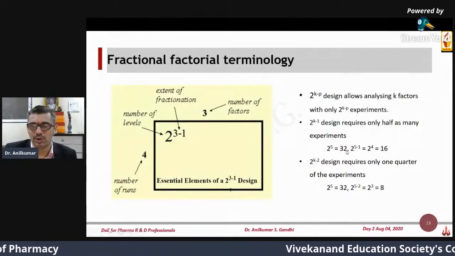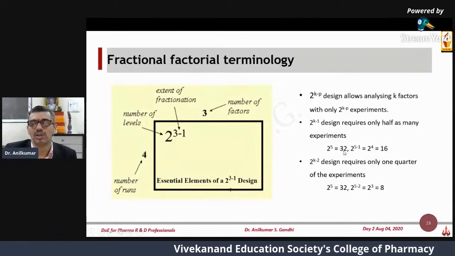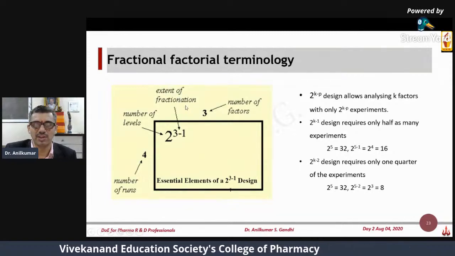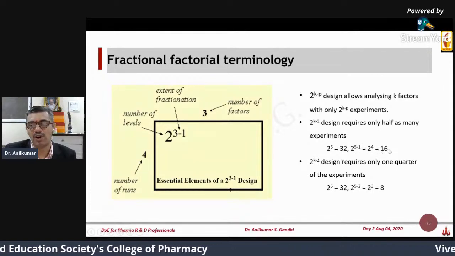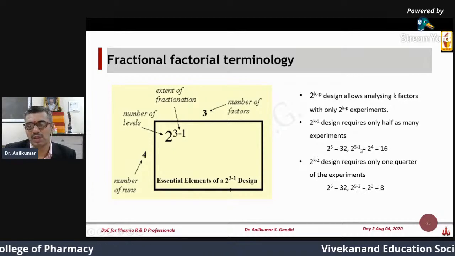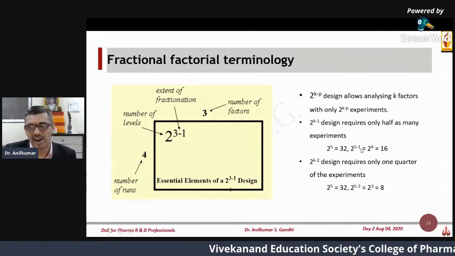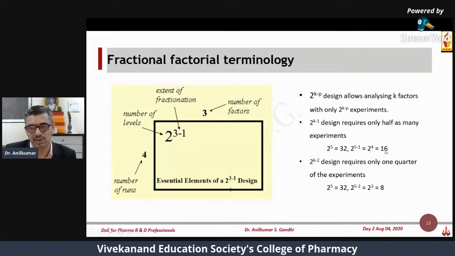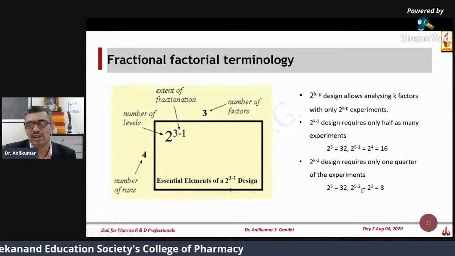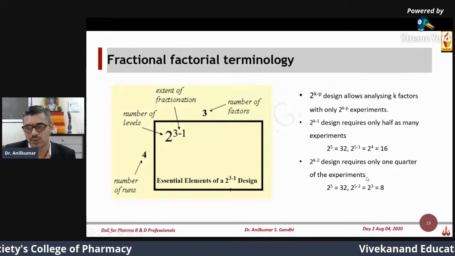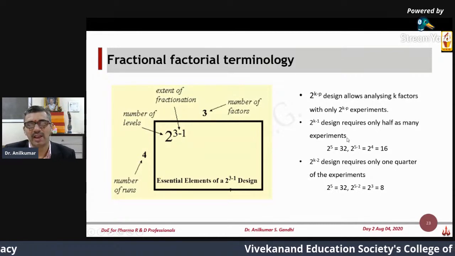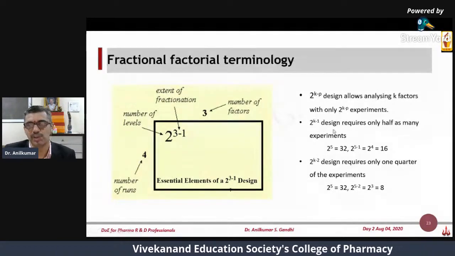If you look at the original number 32, why is this called extent of fractionation? Because this is half of 32. So when you say P is equal to 1, it is the half fractionation. If you have P equal to 2, it is 1/4 fractionation. That's why this P is called the extent of fractionation.